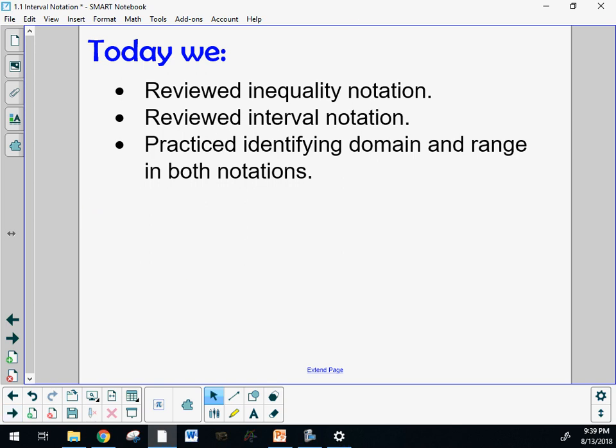Let your math teacher know if you need any other help or assistance with any of this part of the assignment.